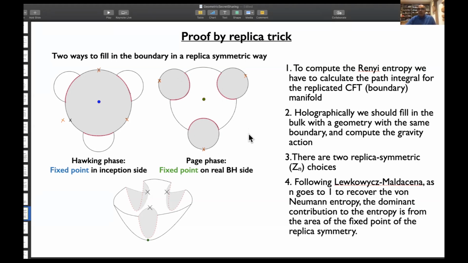So here we are using insights from the Lefkowitz-Maldacena paper, which shows that as n goes to 1 in the replicas, in order to recover the von Neumann entropy, the dominant contribution to the entropy is from the area of the fixed point of the replica symmetry. So we're using that fact. So great, here's a replica proof, if you like, of our proposed extension of the RT formula.